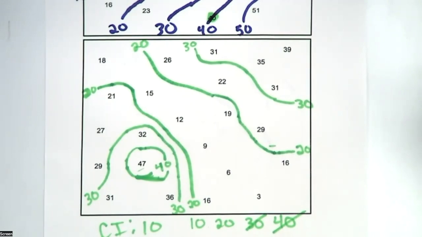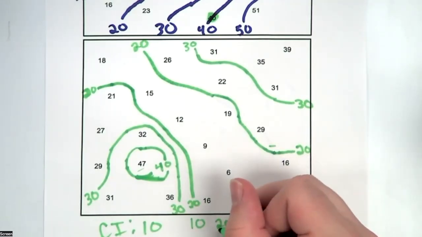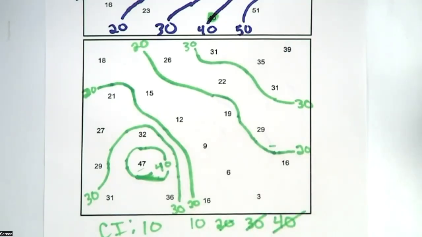That would be my 20 contour. And I'm just looking through right now and making sure I didn't miss one. And from the looks of it, I'm pretty good. So now I'll move on to my 10s.